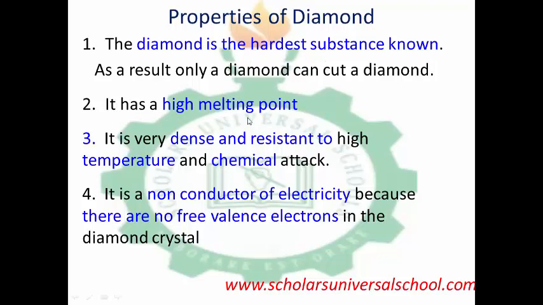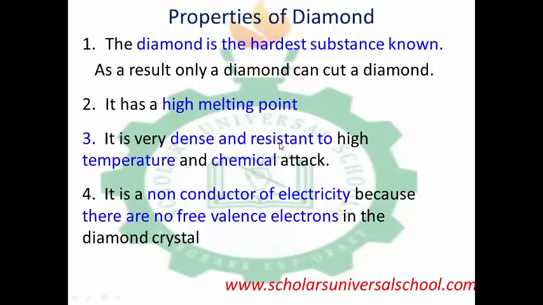Then it has a high melting point. It is very dense and resistant to high temperature. That means it cannot be destroyed by high temperature or chemical attack. Even acid cannot attack it, unlike when acid gets in contact with iron, for example, the iron will be eaten up. Likewise, some other metals like zinc and copper can easily be affected by acid.